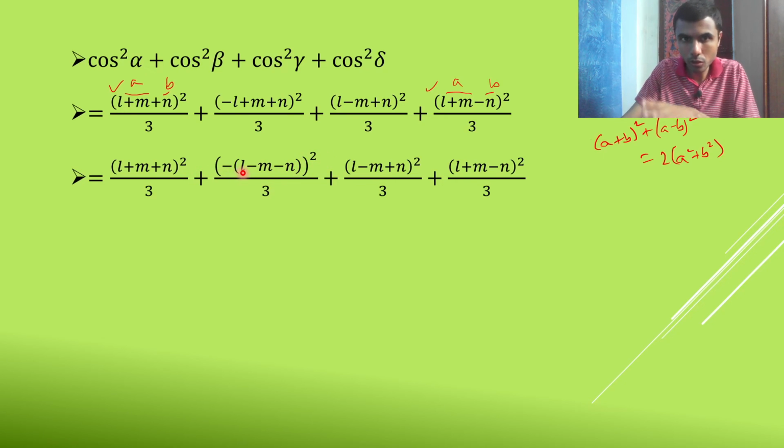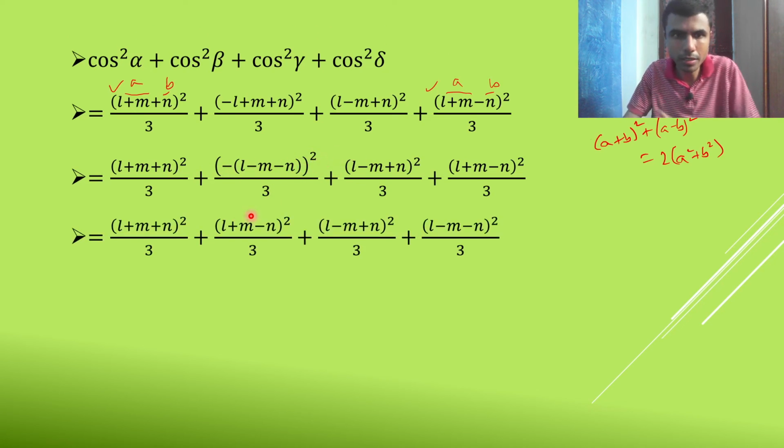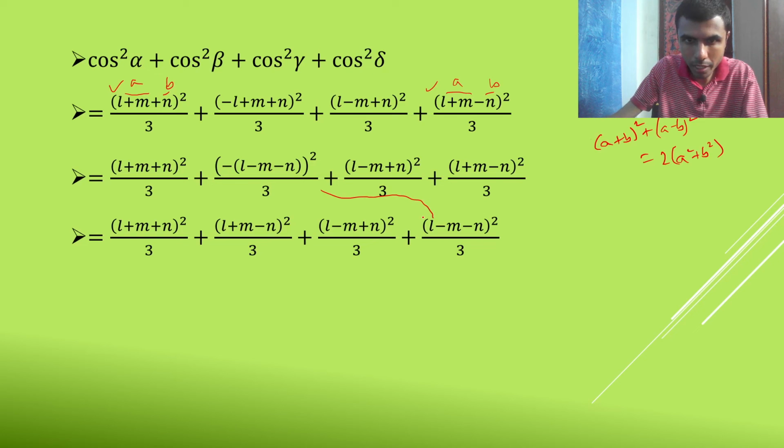Okay, minus I took common. Now minus is there outside, but square is also there. So square will take care of the minus, because minus square is going to be positive only. So I'm going to get this. And this is nothing but this, I wrote it here. The last term, the fourth term, I brought it to the second. The third term is there as it is, and this one has come here.